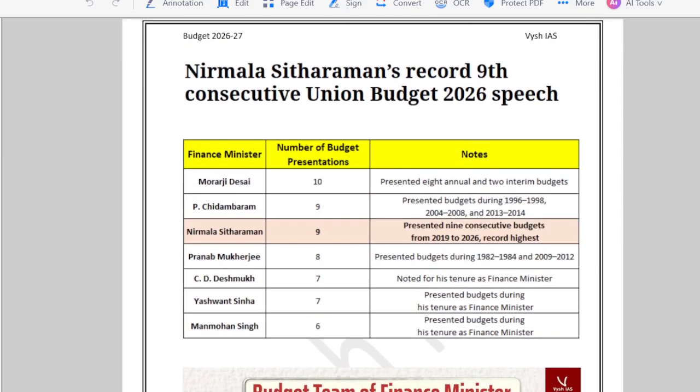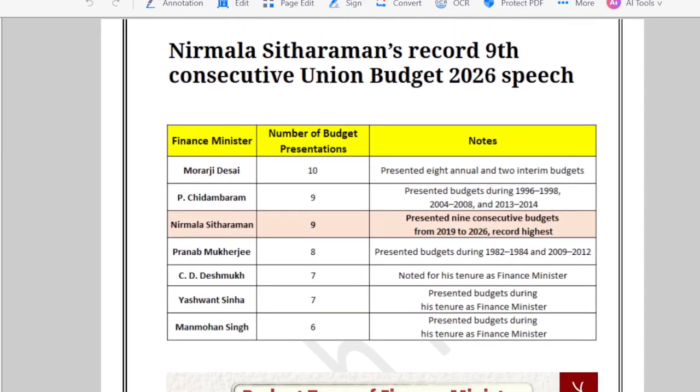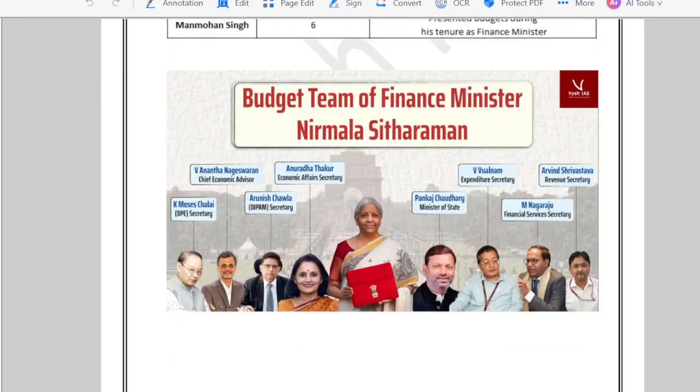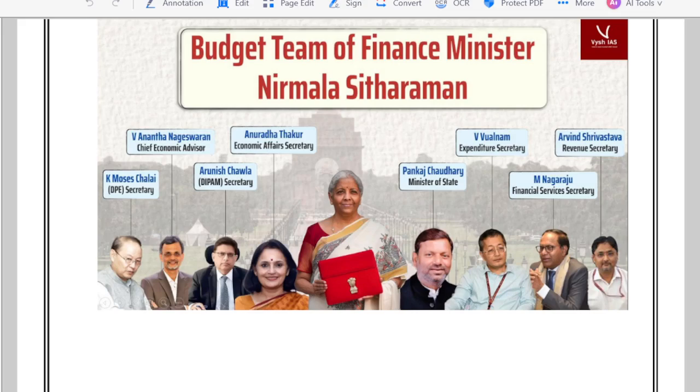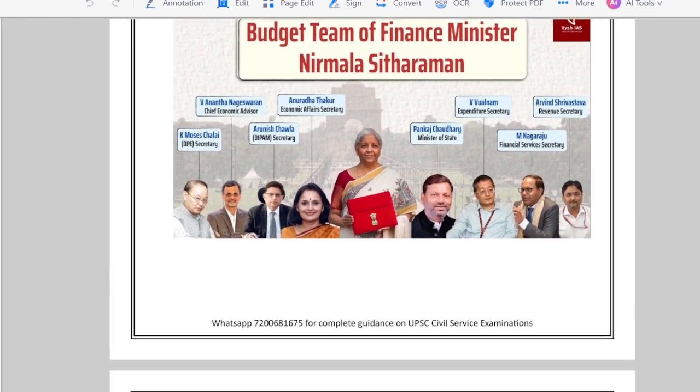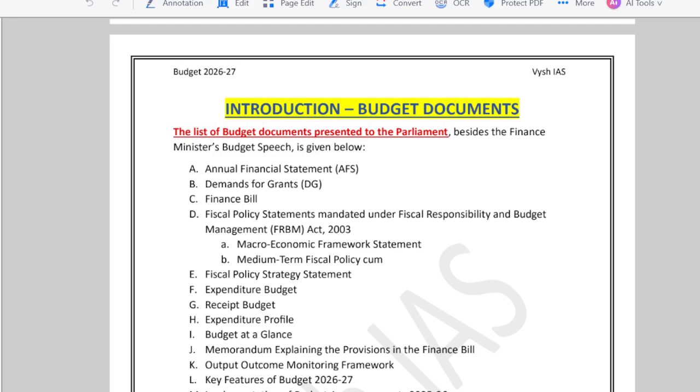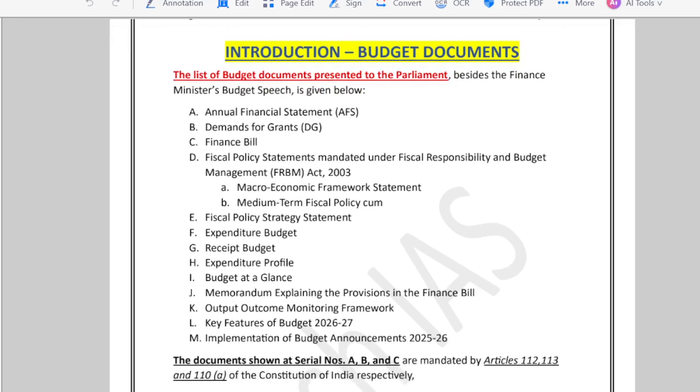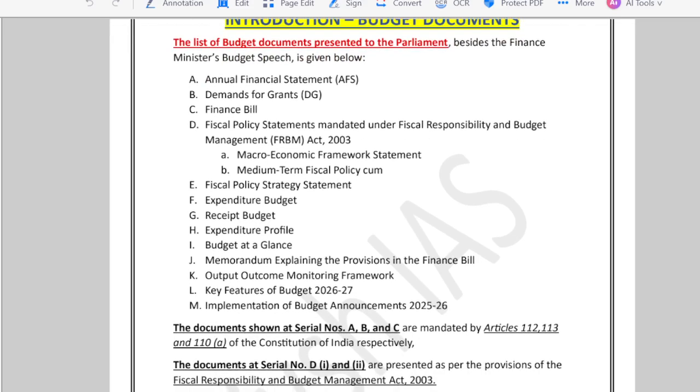And here, for the 9th time, the same finance minister is presenting a record budget. So this is also a theoretical thing which you have to know. Then the budget team of the finance minister, the economic affairs ministers and secretaries and all. And here are the other documents which are placed along with the budget, which actually is a UPSC question. UPSC has asked questions on these 2 things.